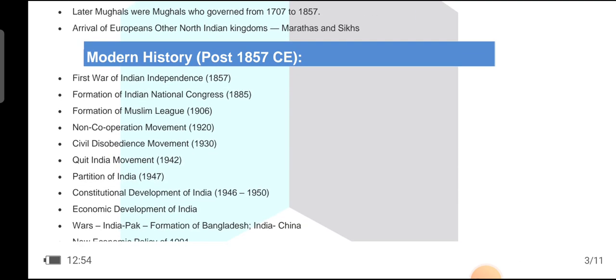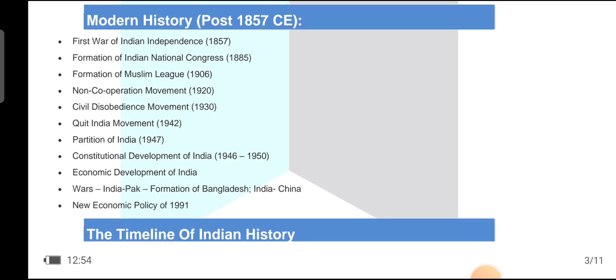Let us talk about modern history, which lies after 1857 Common Era. The first point is the First War of Indian Independence, 1857. Next is the formation of the Indian National Congress, 1885. Next is the formation of the Muslim League, 1906. Next is the Non-Cooperation Movement, 1920. Next is the Civil Disobedience Movement, 1930. Next is the Quit India Movement, 1942. Next is the Partition of India, 1947.